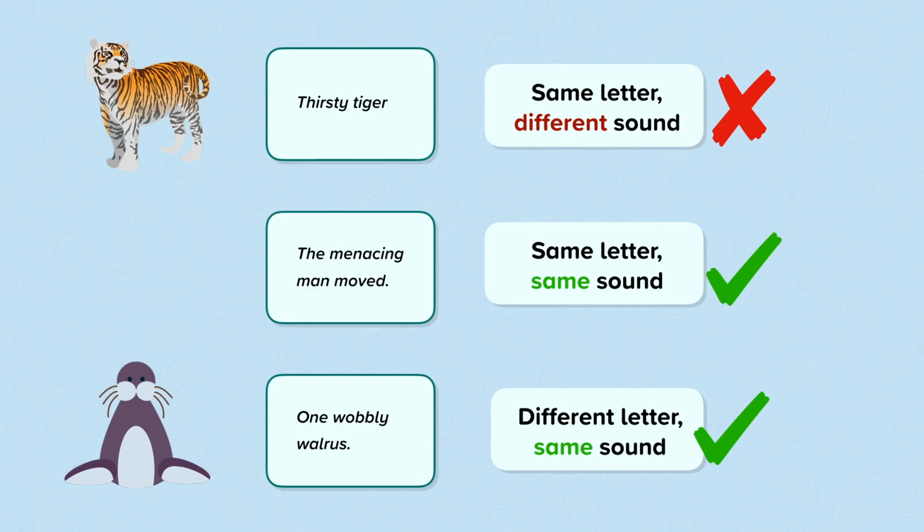From these three examples, we can see that alliteration is when a writer chooses to use the same sound at the start of two or more nearby words. Sometimes there might be examples of words that start with the same letter, but it is not alliteration, like thirsty tiger and shiny snow. You can have words that begin with the same letter and the same sounds, like menacing man and sunlight sizzled. Sometimes there might be examples of words that start with different letters, but it is alliteration, like one wobbly walrus and the short chef.